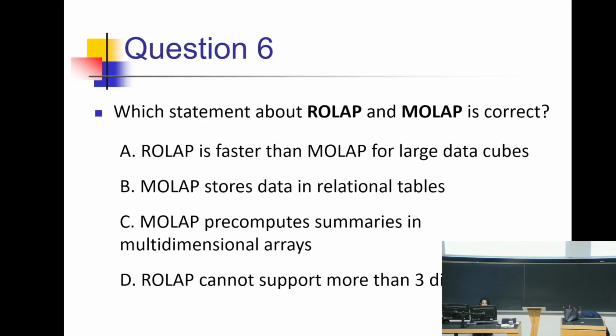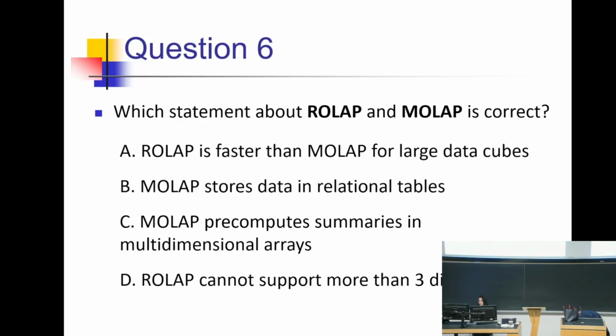Okay, 59% selected option A and 41% selected option C. So it was almost half and half. So the correct answer is option C, that MOLAP pre-computes summaries in multidimensional arrays. Now let's also explain the other options.